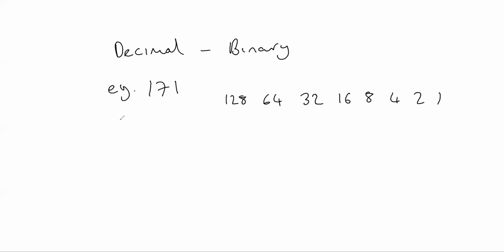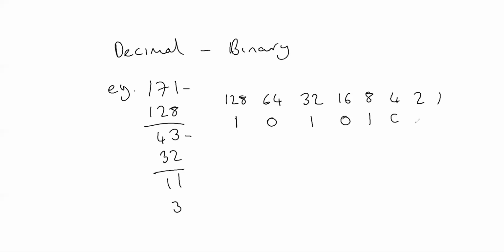So 171, we are going to subtract from this 128, which should give us 43. So we know there is a 1 here because one of these comes out of that and leaves us with 43. 64 is larger than 43, so we know that's a 0. 32 is smaller, which means that's a 1. So you minus 32 off, and you get 11, which is smaller than 16, larger than 8, leaves us with 3. 0, that's a 1, and that's a 1. So this is our binary version of 171.